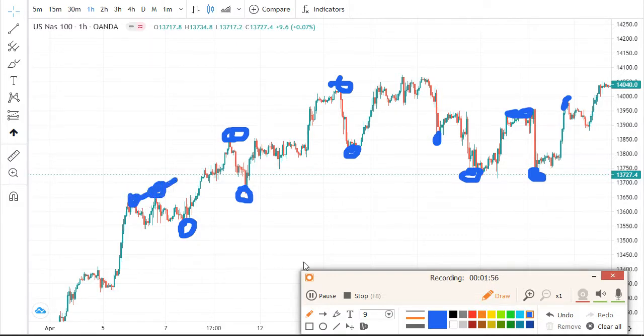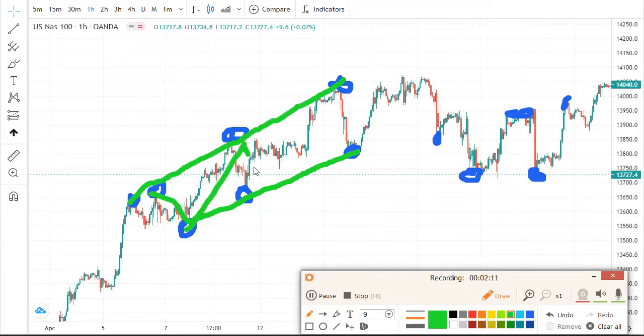We connect, oh sorry, I'm going to use a different color. So you're going to do something like this, something like this. You see, this is a nice uptrend. Why? Because the market is moving to the upside.